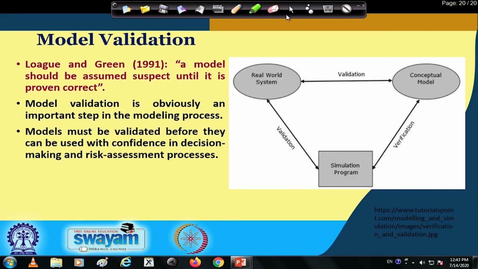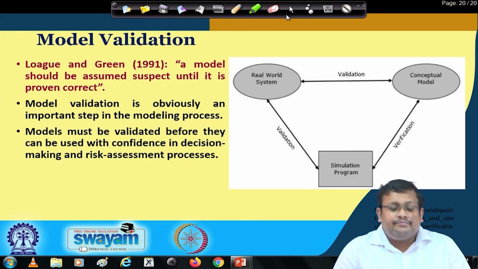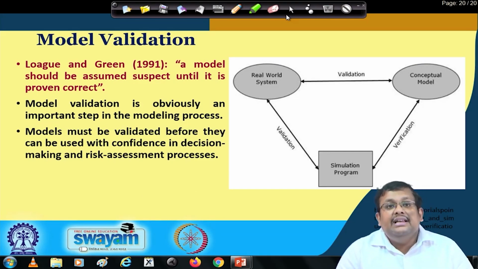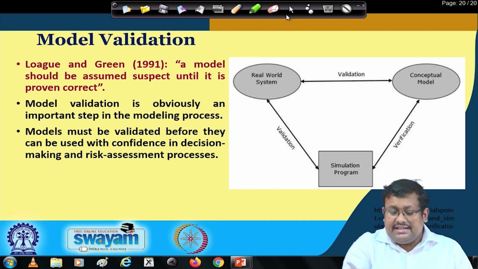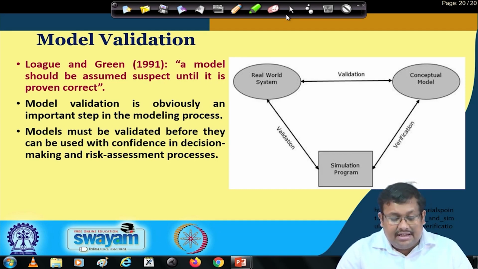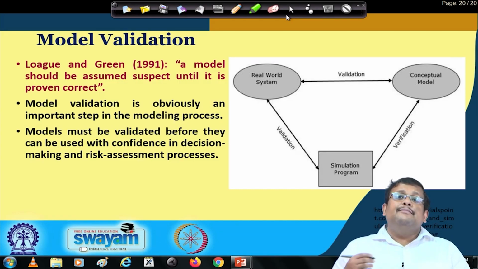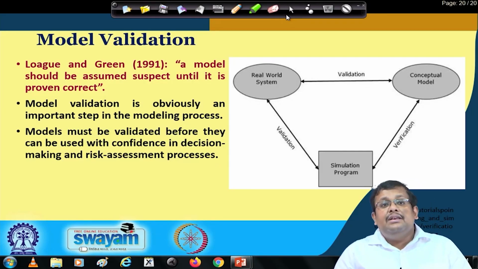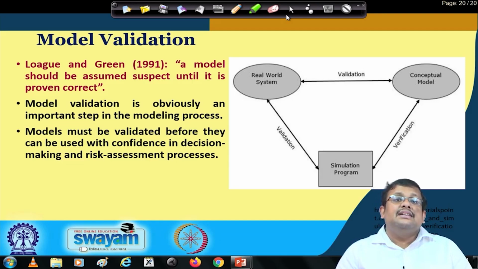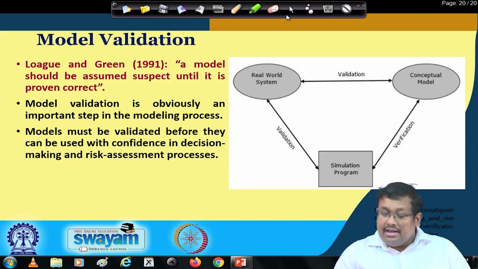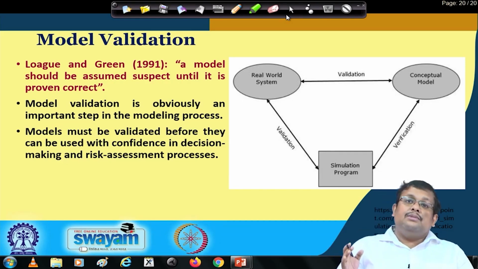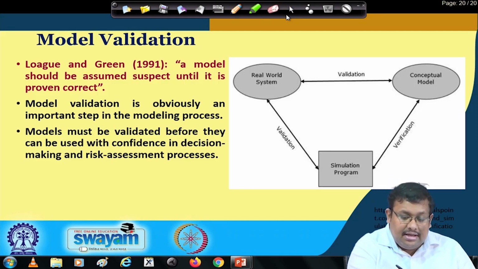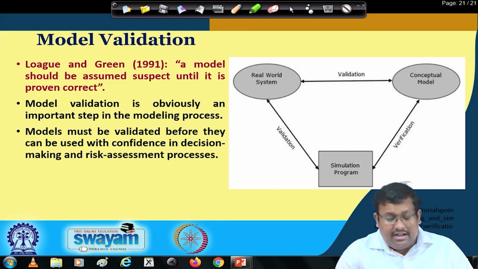Okay. Now, the next important aspect is model validation. Now, you know that a model should be assumed suspect until it is proven correct. So, this diagram shows the model validation practice. Model validation is obviously an important step for the modeling process. Models must be validated before they can be used with confidence in decision making and risk assessment processes. Okay. So, you can see we have to develop the conceptual model, then we have to validate it and then we can go for the further simulations. This is how model validation generally goes.